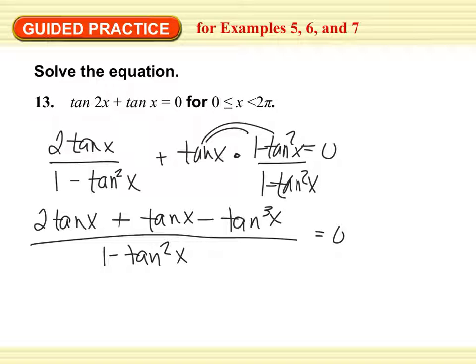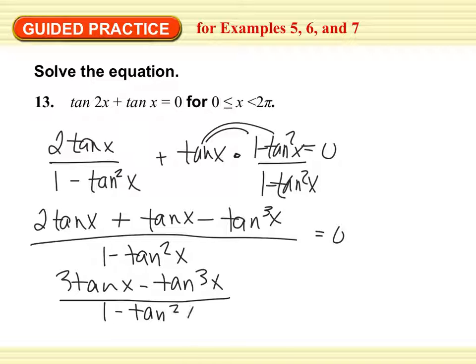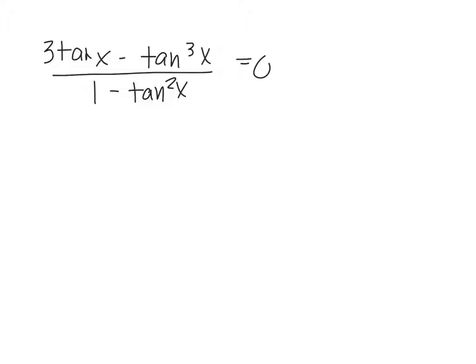What do I have here? Got a 2 tan x plus a tan x. That gives me 3 tan x. All right. Minus tan cubed x all over 1 minus tan squared x equals 0. I need a new page. I'm going to copy that over to my new page. So I'm at 3 tan x minus tan cubed x all over 1 minus tan squared x equals 0.